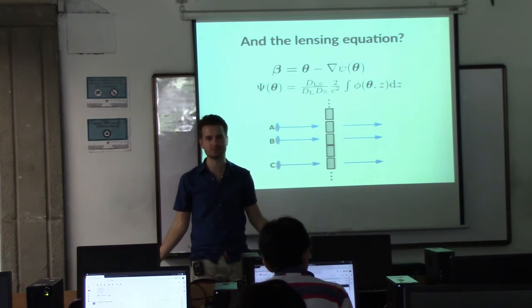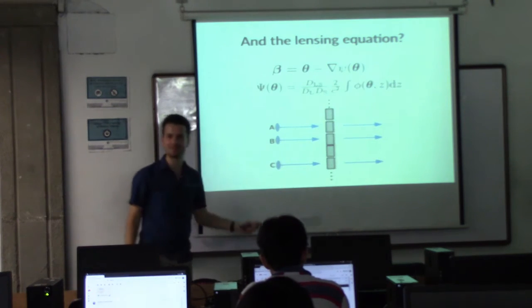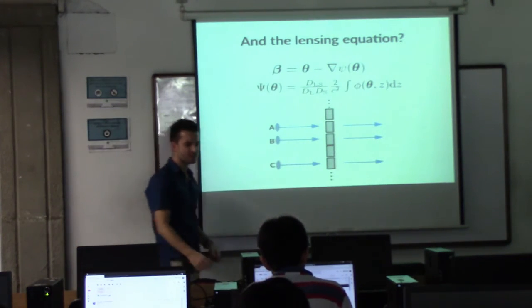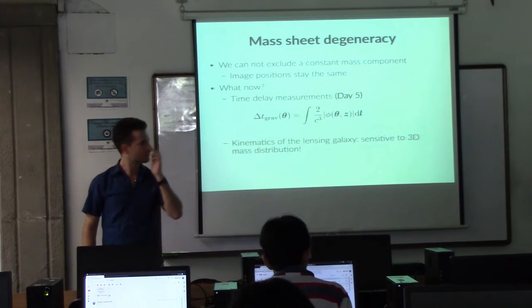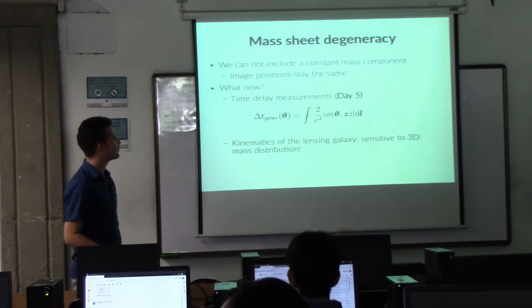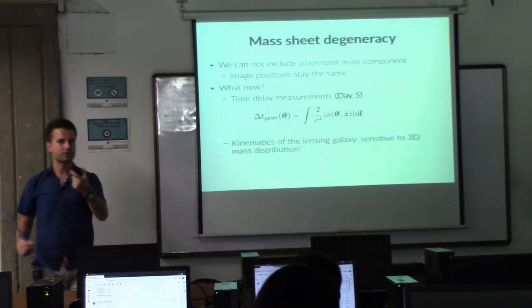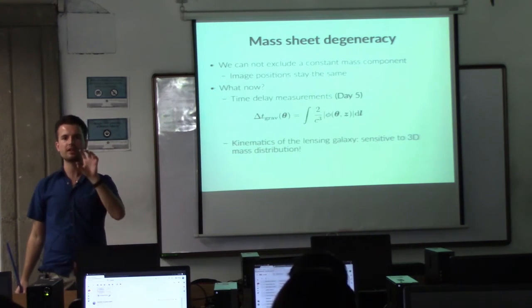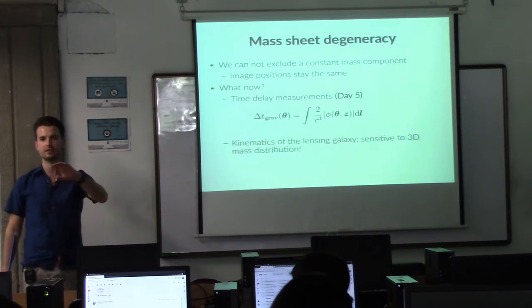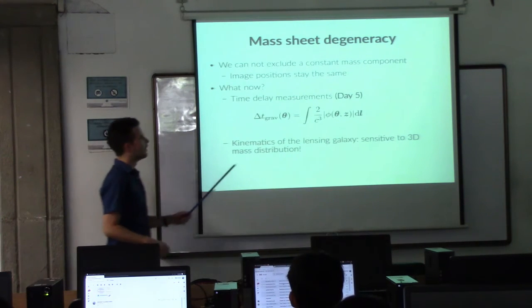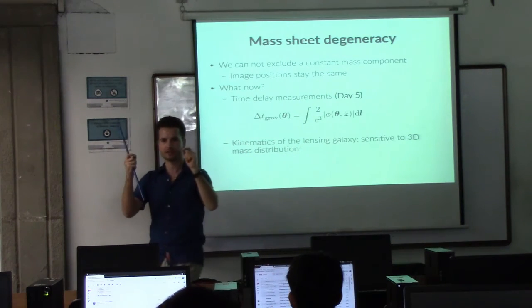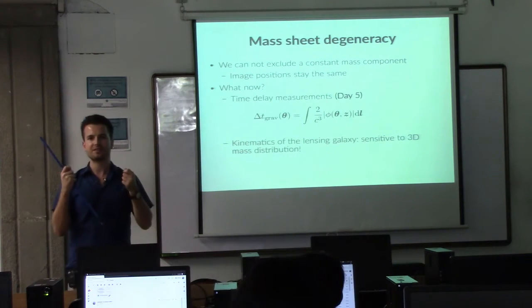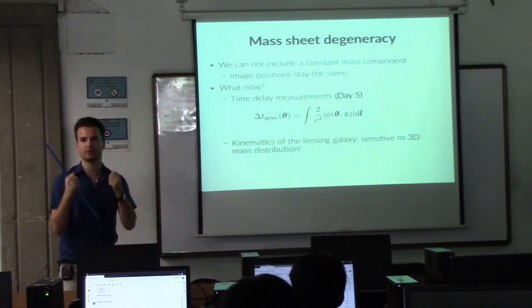So how do we measure the masses of galaxies? This is a well-known problem, the mass sheet degeneracy. For most lens modeling, we assume that the lens is a singular isothermal ellipsoid and nothing else. But we cannot exclude a constant mass component from just modeling the lens. We need something else to constrain the mass if you really care about it.